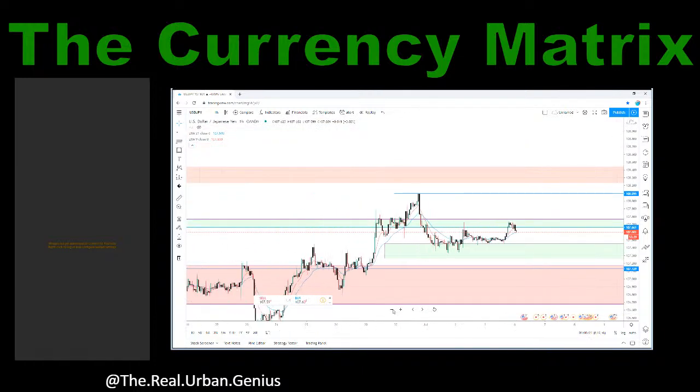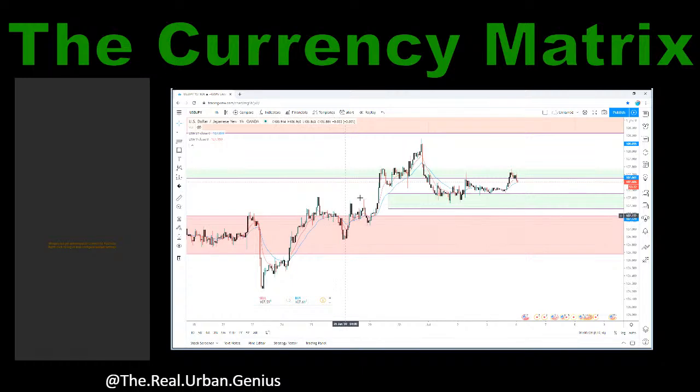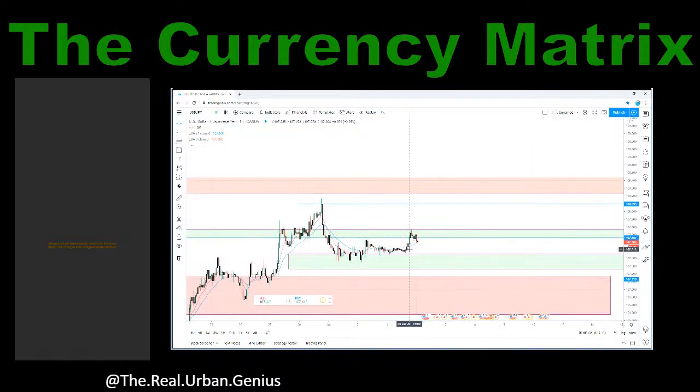Now here, looking at the hour, we can clearly see how price is being pushed into a bullish trend. And right in here is where price is currently fighting to continue. The bulls are currently fighting to continue in the upside.